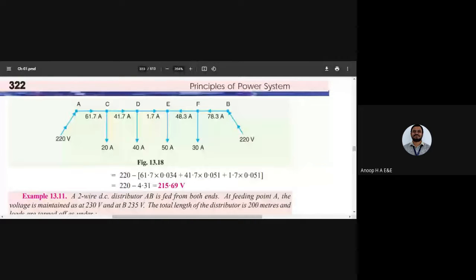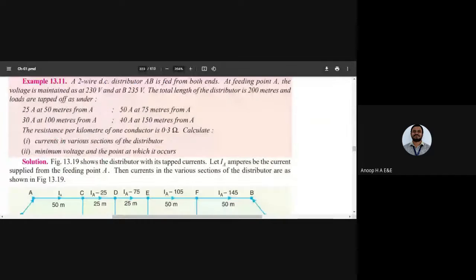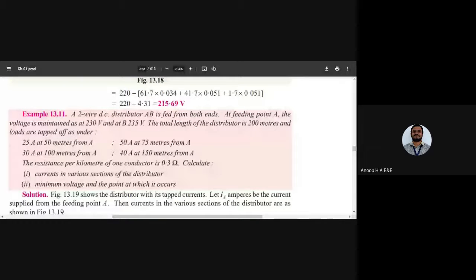Fine. So let's move on to the next one, that is unequal voltages. So if I have an unequal voltage, what will I be doing? Let us note down this question.